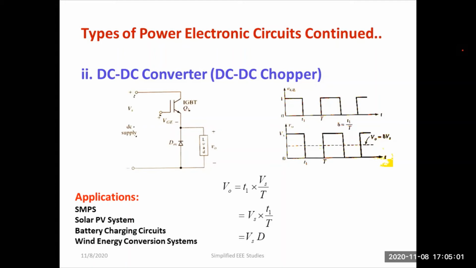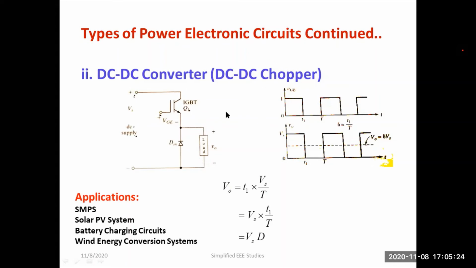Especially if you are using a boost converter, without changing power, it will change the voltage and current. It will increase the voltage and reduce the current. That's a specialty. Similarly, battery charging circuits are another application. Wind energy conversion systems also can use a DC-DC converter. So these are the various applications of DC-DC converter.